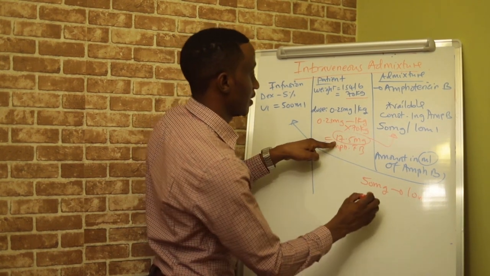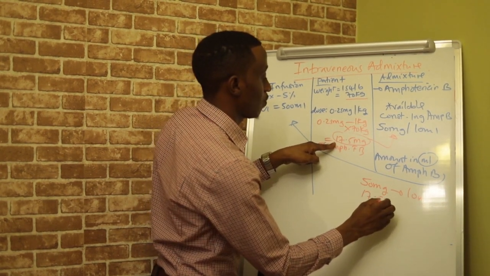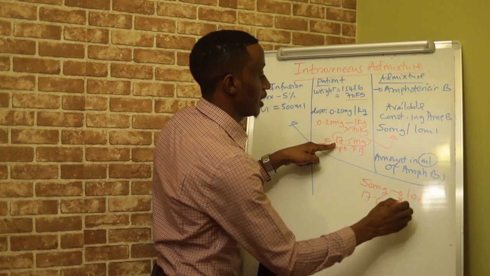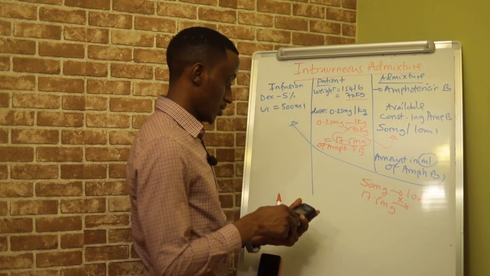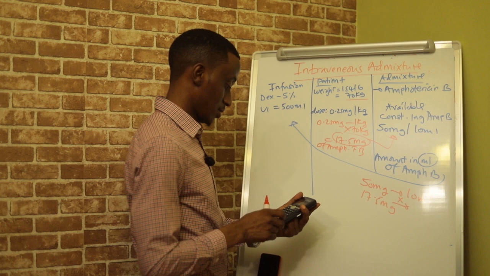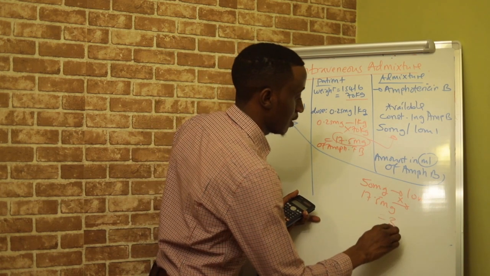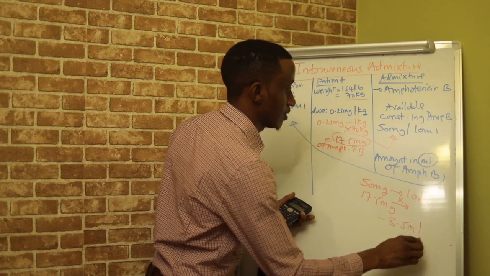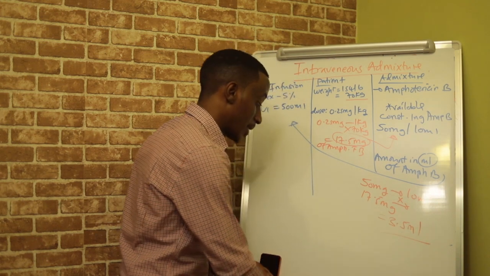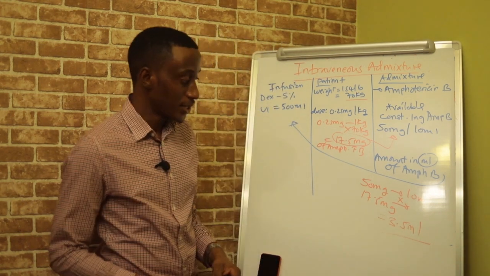Then 17.5 milligrams required are contained in how many mils? Then multiply by 10, divide by 50. This is 3.5 mils. Okay, the practical implication of this, how do we do it?